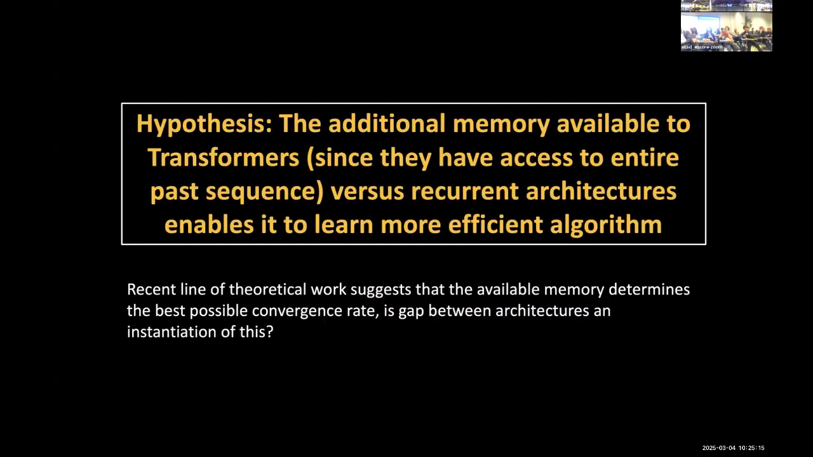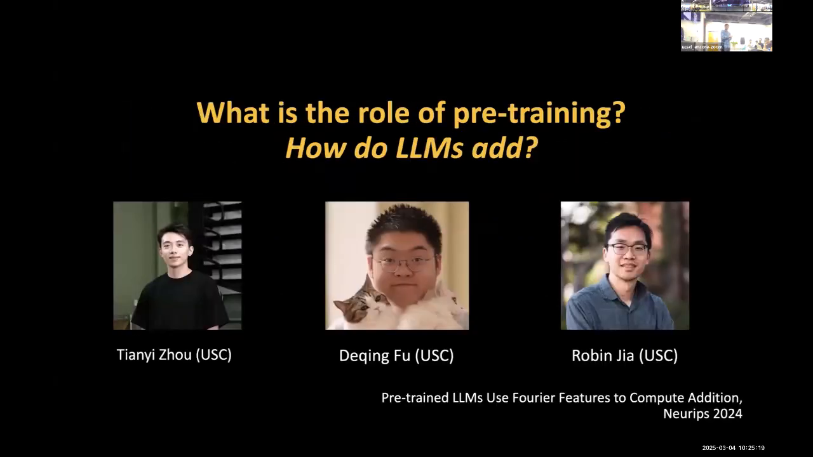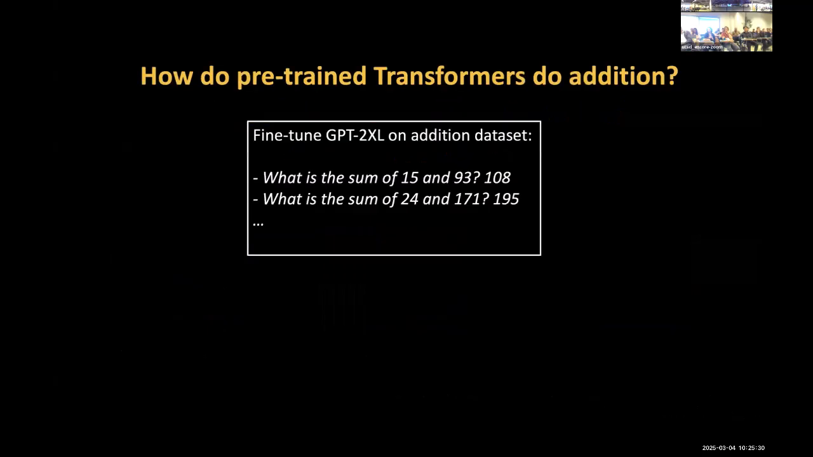So in this part, we looked at models trained from scratch on this particular algorithmic problem. It's clear that in practice, the data plays a very important role. What is the role of pre-training? So here we look at how LLMs do addition. Very simple task, and very simple setting.